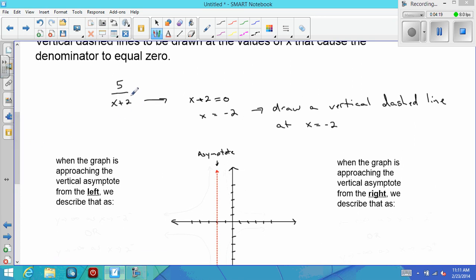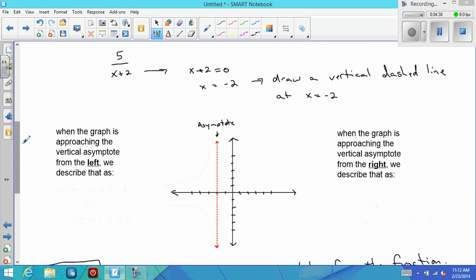So here I have an example of 5 over x plus 2. Well, when I take the denominator, x plus 2, and set it equal to 0, I would get x equal to negative 2. So what I'm going to do is draw a vertical dashed line at negative 2, x equals negative 2. And my graph would look like this, with this red dashed line showing you the asymptote.